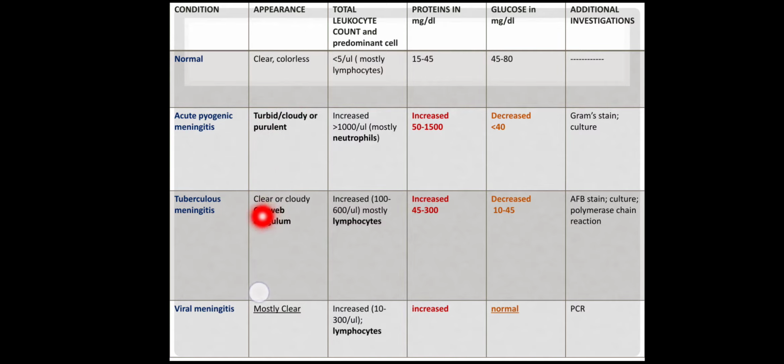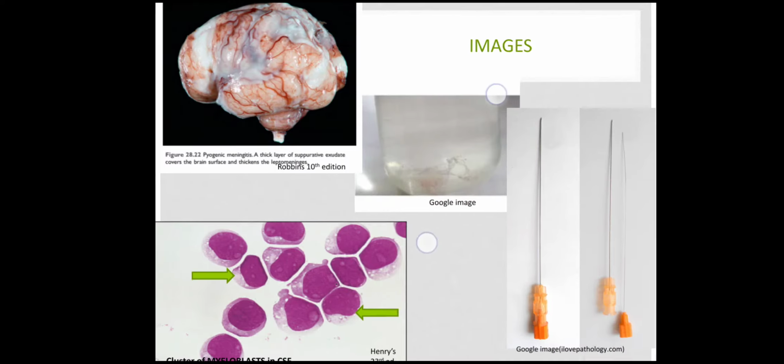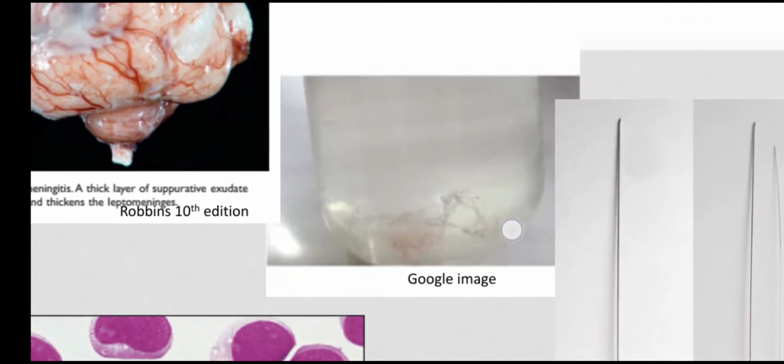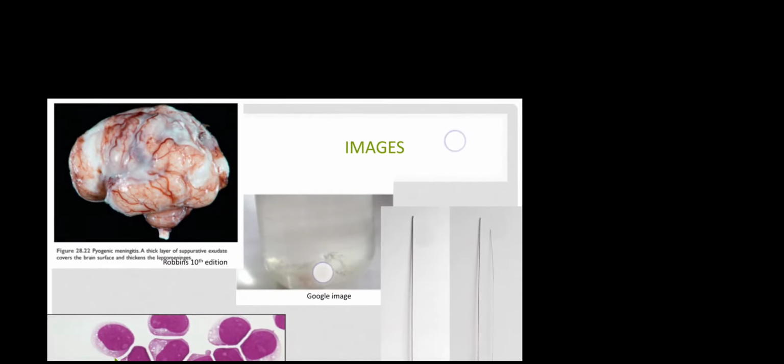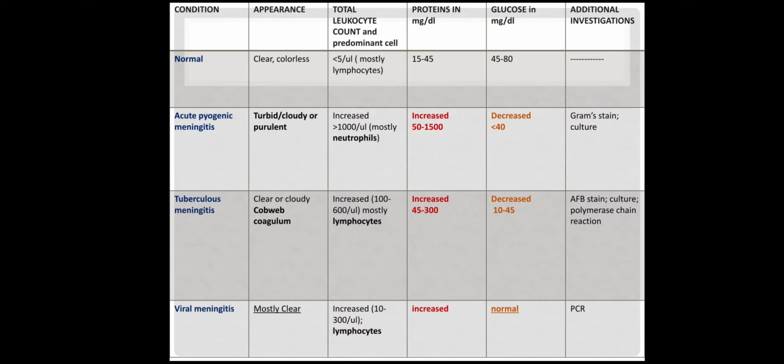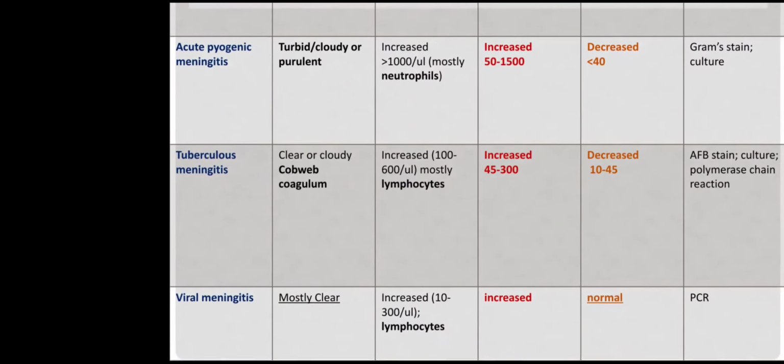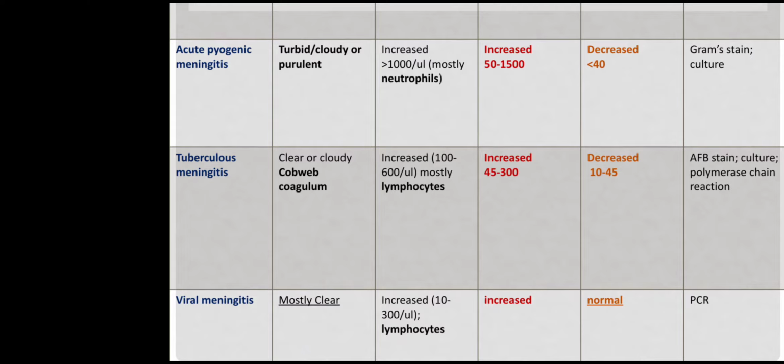In chronic meningitis, which is generally caused by tuberculosis, the CSF has a clear or cloudy appearance, but sometimes it shows a cobweb coagulum. This cobweb coagulum is generally asked in viva and also in MCQs. The appearance is like this. It looks like a cobweb, and it is a characteristic feature of tubercular meningitis. While in case of viral meningitis, mostly the CSF is clear in appearance.